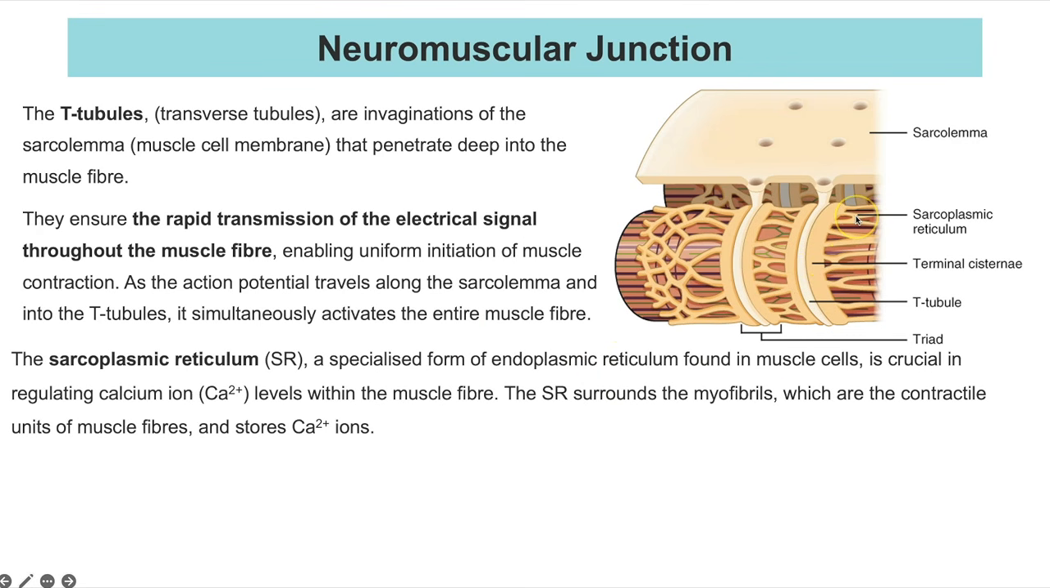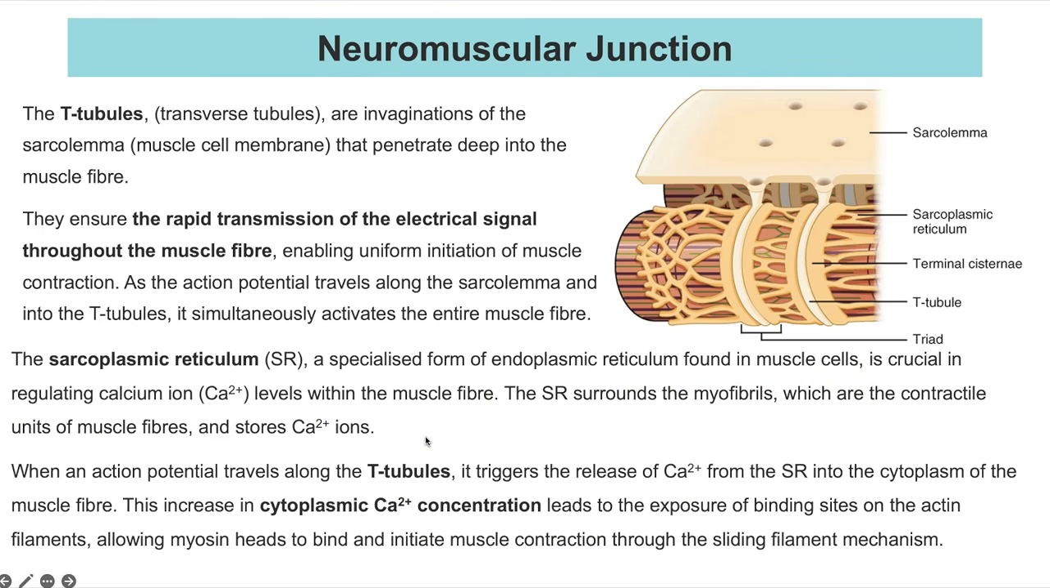The sarcoplasmic reticulum, or SR, is a specialized form of endoplasmic reticulum found in the muscle cells, and it is crucial in regulating calcium ion channels. And those sarcoplasmic reticulums surround the myofibrils, which are the contractile units, which we're going to have a look at, which store calcium ions. So when the action potential travels along the T-tubules, which are here, it triggers the release of calcium ions from the sarcoplasmic reticulum into the cytoplasm of the muscle fibers, and this increases the calcium ion concentration, which leads to the exposure of binding sites on the actin filaments, which ultimately results in a muscle contraction.